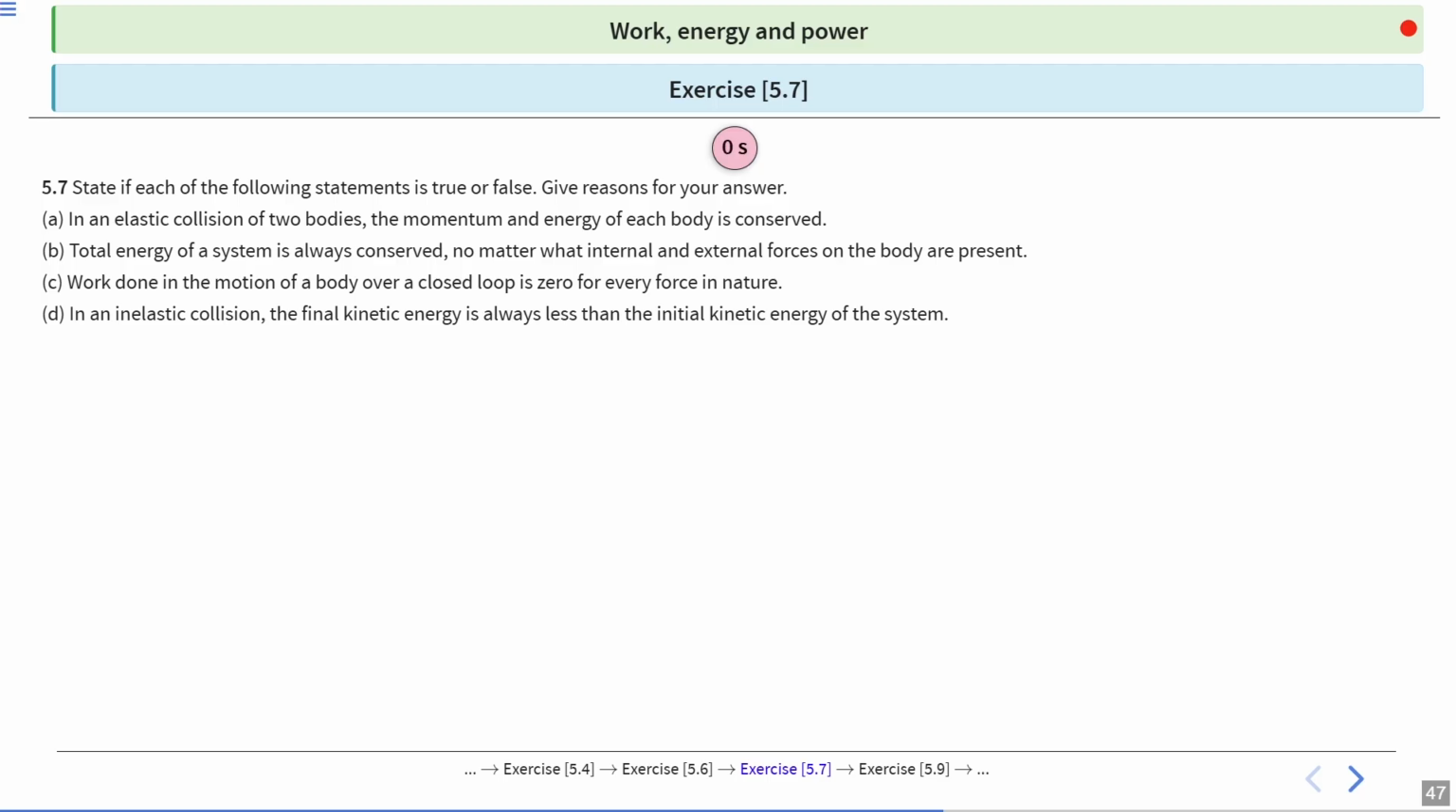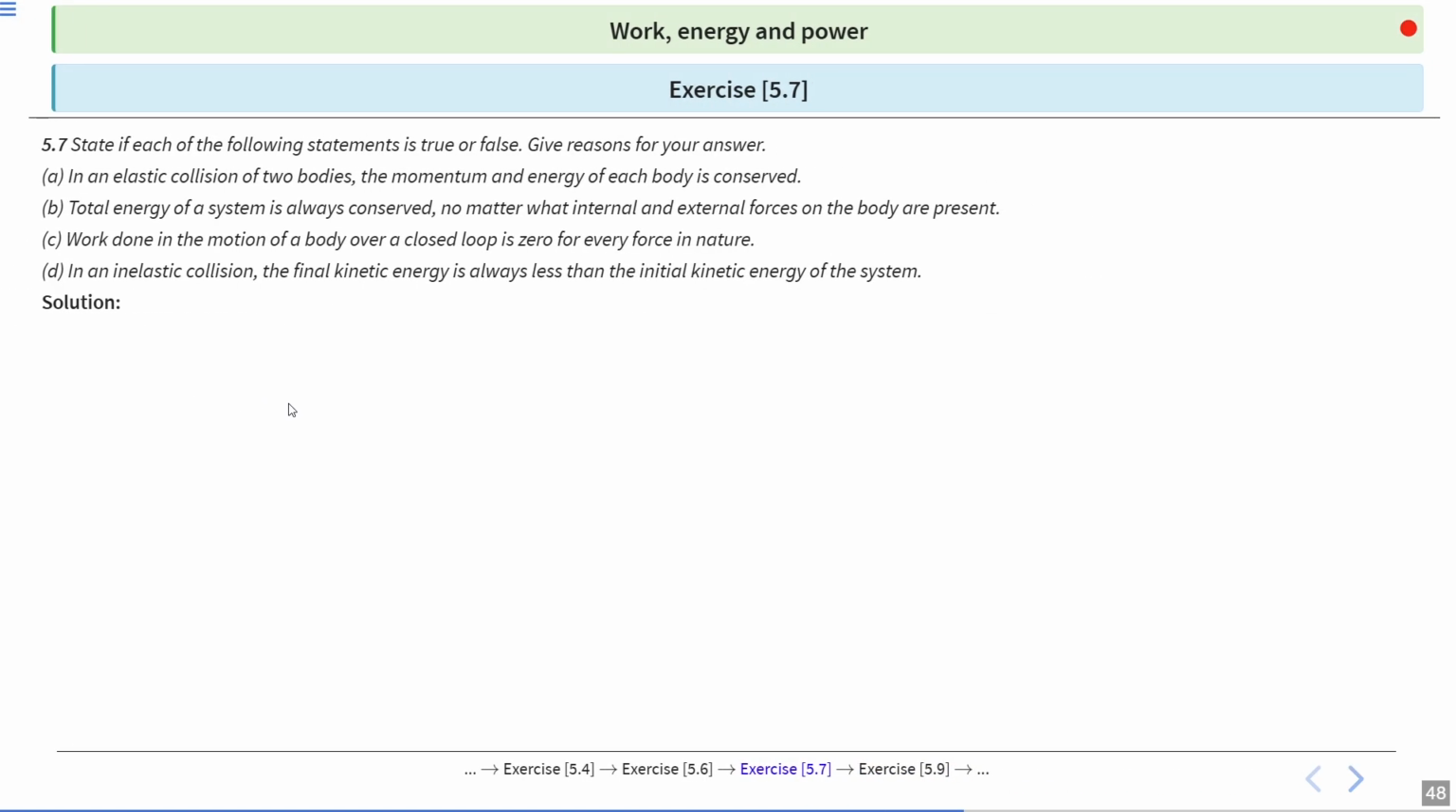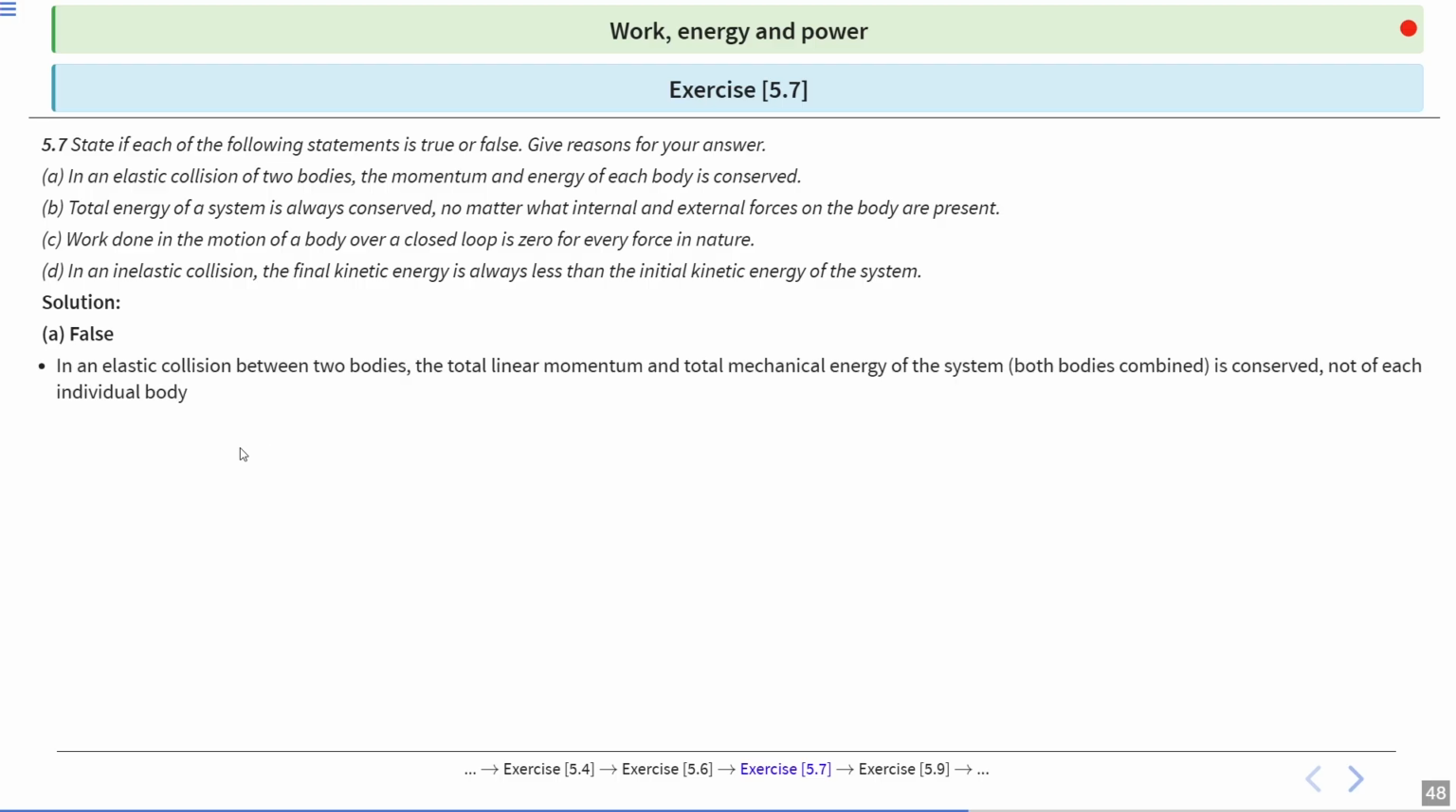Let's see the solution of this question. A is false. The reason: in an elastic collision between two bodies, the total linear momentum and total mechanical energy of the system of both bodies combined is conserved, not of each individual body. Total mechanical energy means the sum of kinetic and potential energy.